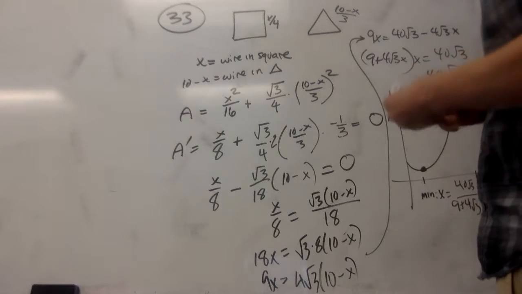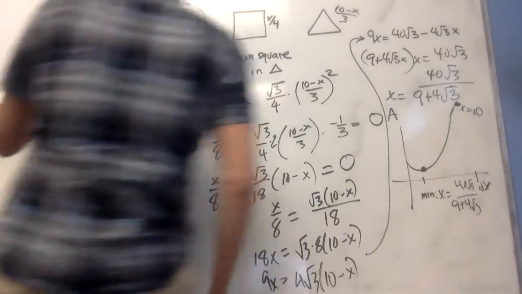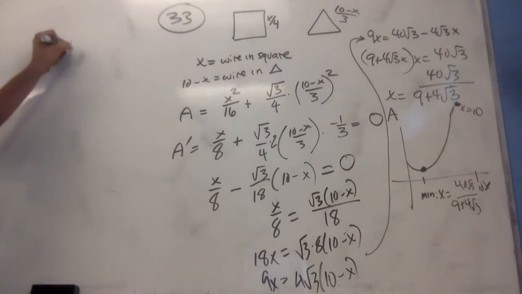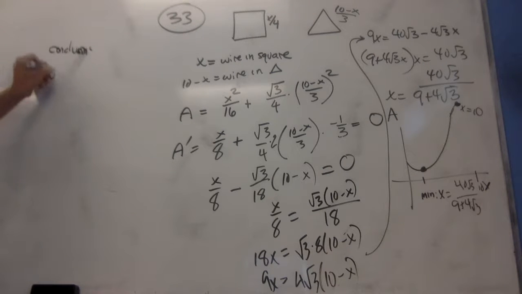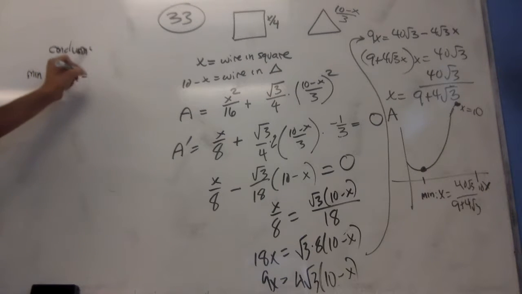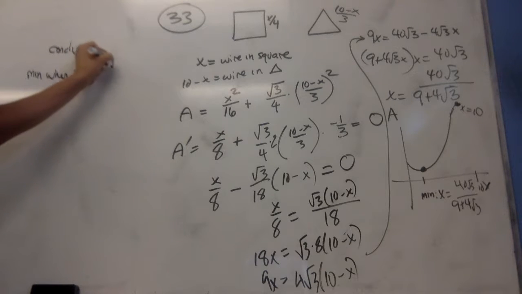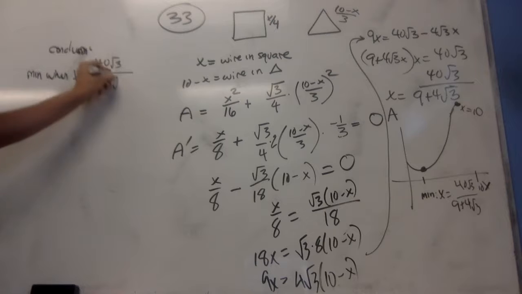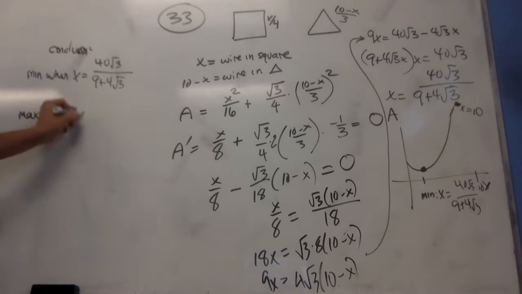So let me just move over to the other side of the board. So conclusion, minimum when x equals 40 times the square root of 3 over 9 plus 4 root 3. Max when x equals 10.